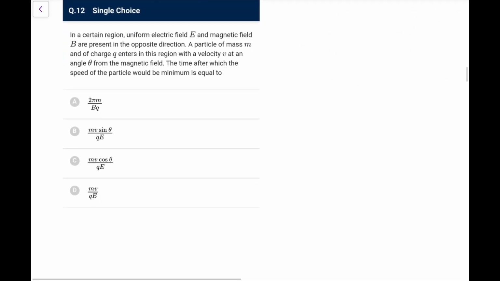Next one. In a certain region, uniform electric field and uniform magnetic field are present in opposite directions. A particle of mass m and charge q enters with velocity at an angle theta from the magnetic field. The time after which the speed of the particle would be minimum? Okay, so I definitely know speed is changing only by the electric field. So let's say this is the magnetic field B and it enters with an angle theta from it, and we know the electric field is in this direction, opposite, and it is a positive charge.